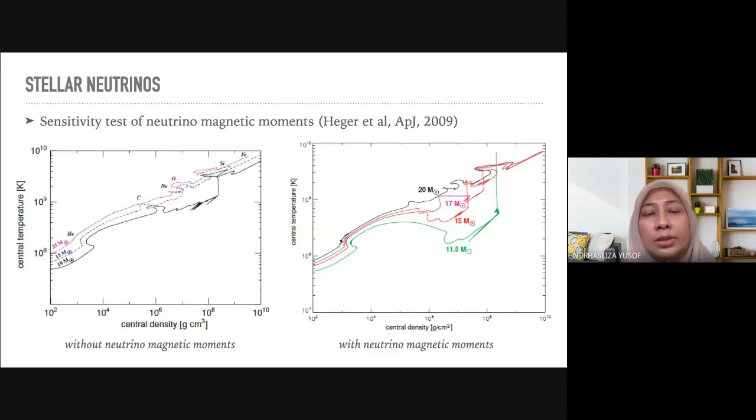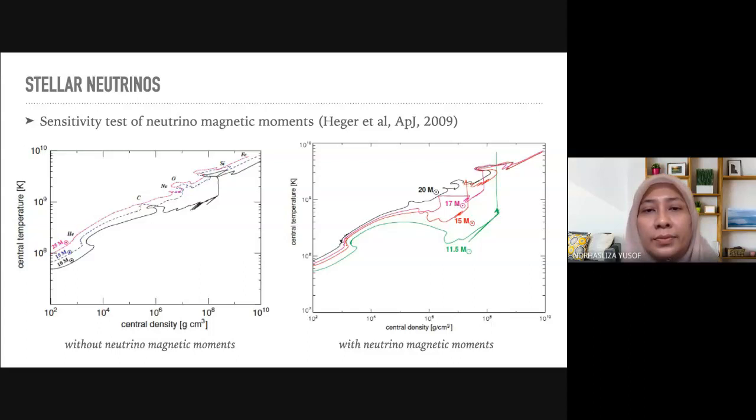So when a neutrino cools down, it will try to expand the lifetime of the star itself. One thing we have to bear in mind is that when Alexander Heger tests this neutrino magnetic moment, he only considers the Dirac neutrino. Neutrinos do have another type, the Majorana neutrino. If we combine these two, we might see more effect in the evolution of the star itself.